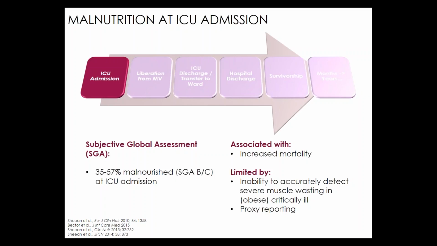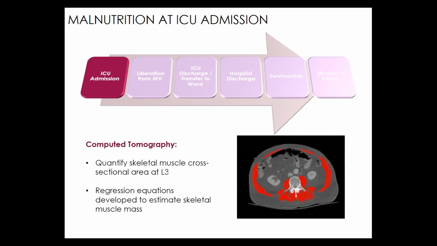In particular, SGA is also limited in that it's unable to accurately detect severe muscle wasting, particularly in obese patients. And often changes in muscle or muscle wasting really can't be identified by physical assessment. And again, that's how body composition is subjectively assessed using SGA.